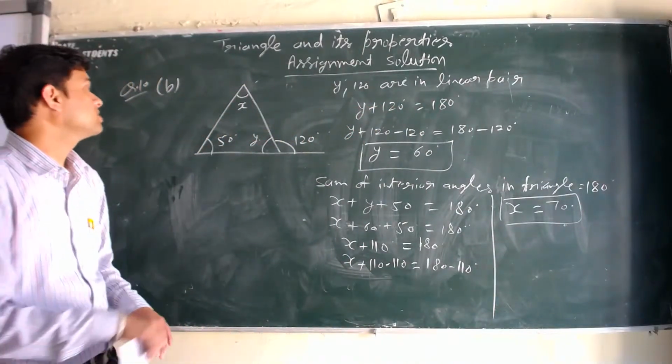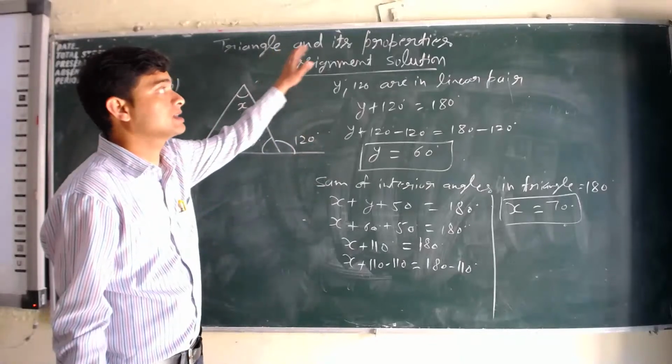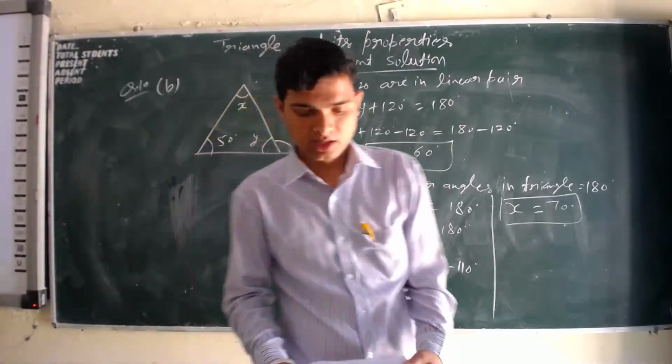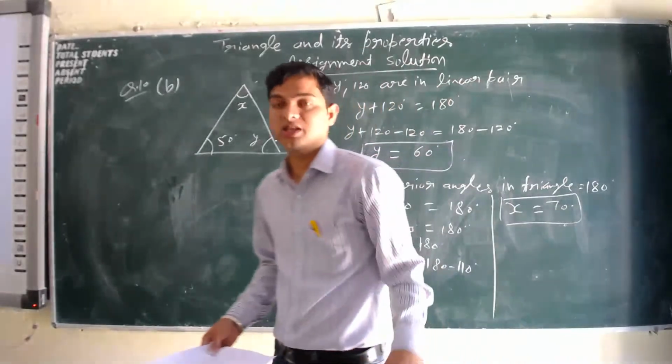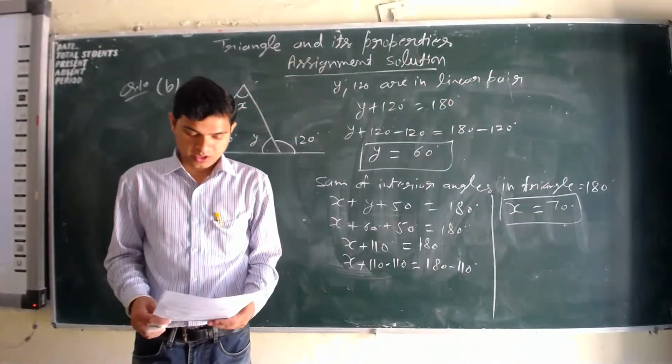So it is the complete solution of your assignment based on the triangles and its properties. That is your chapter number 6. If you have any kind of doubt in this chapter, then you can ask me. Okay. Thank you.